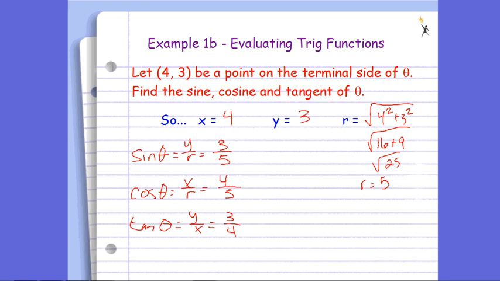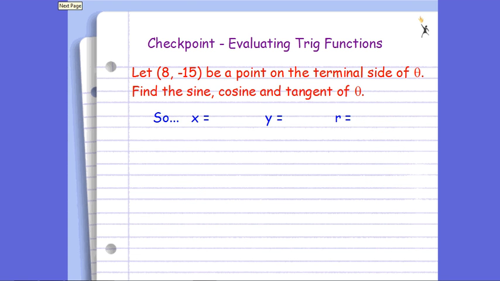All right? Let's try one more. So here's your point. Your point is 8, negative 15. So what's my x? 8. What's my y? What's my r? Well, how do I find my r, rather?